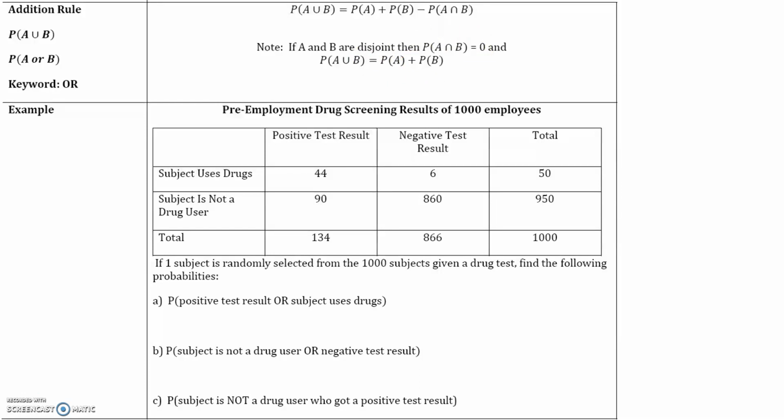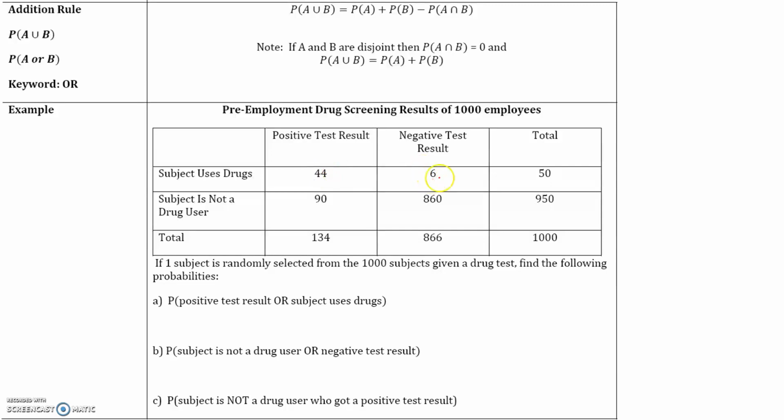Here's an example. Here's a pre-employment drug screening test for 1,000 employees. The first row here is that the subject uses drugs. Now, the first column is that the subject got a positive test result. So the way we would read this is the subject uses drugs and got a positive test result. The second column here is that the subject got a negative test result. So the subject uses drugs, but they got a negative test result.